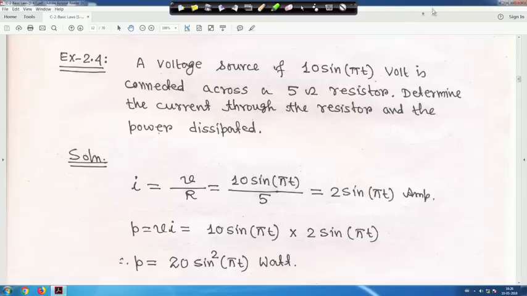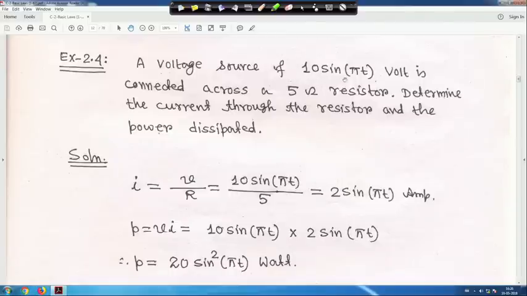Okay, so we are back again, right? Particularly now, the next example we will take: a voltage source of 10 sin pi t volt. This time-varying voltage and current function we will see in AC circuit analysis, single phase and three phase, but just to give us some kind of idea.